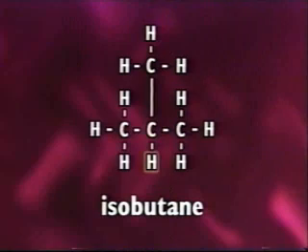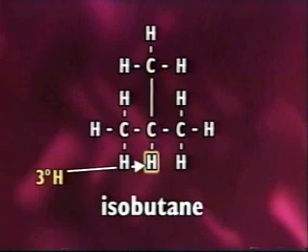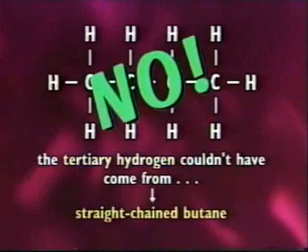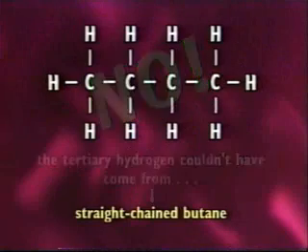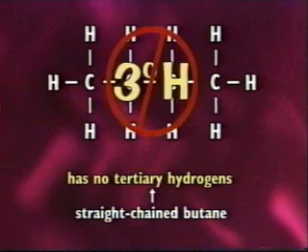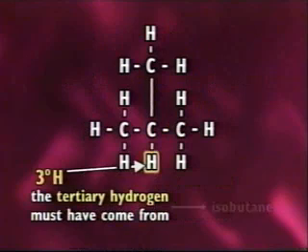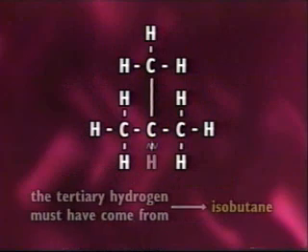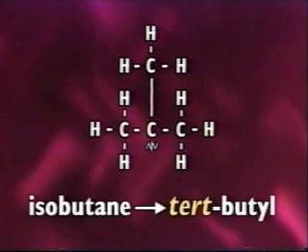Hey, where'd the iso go? Well, there's only one tertiary hydrogen in this whole molecule, and we know that it couldn't come from straight-chained butane, because straight-chained butane doesn't have any tertiary hydrogens. It must have come from isobutane, so we can just call this alkyl group tert-butyl. Again, that makes a lot of sense, doesn't it?